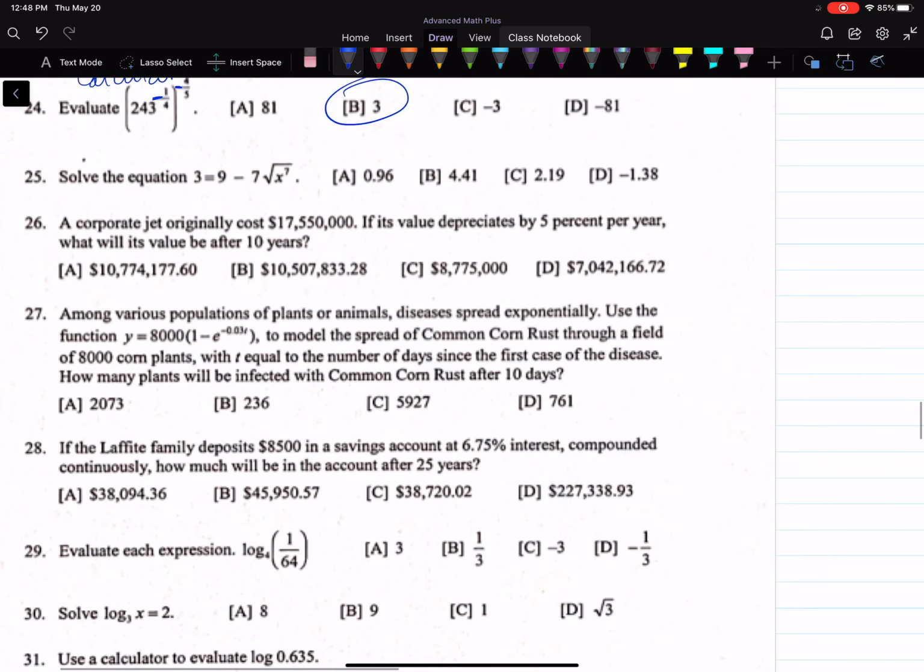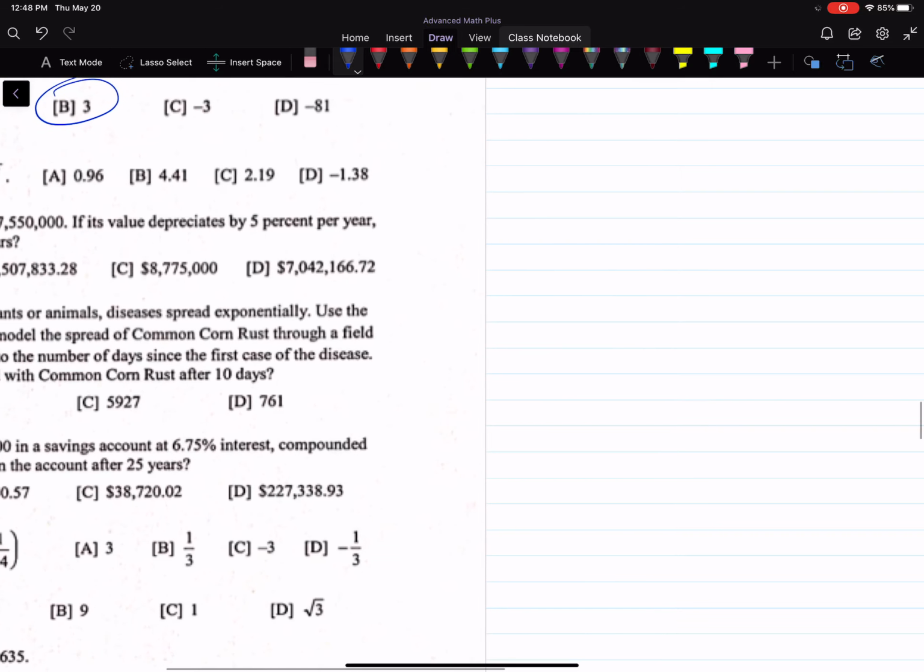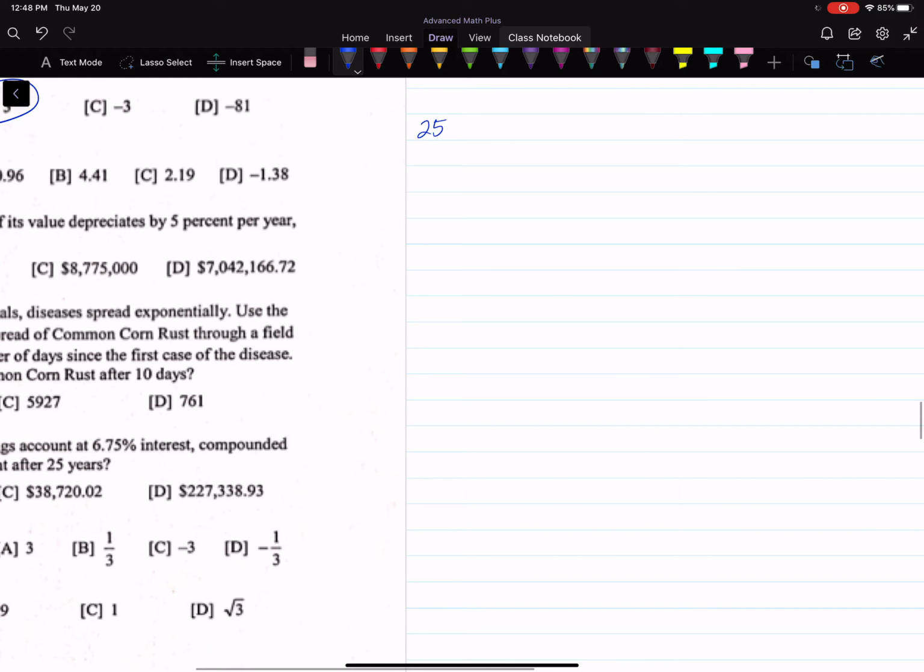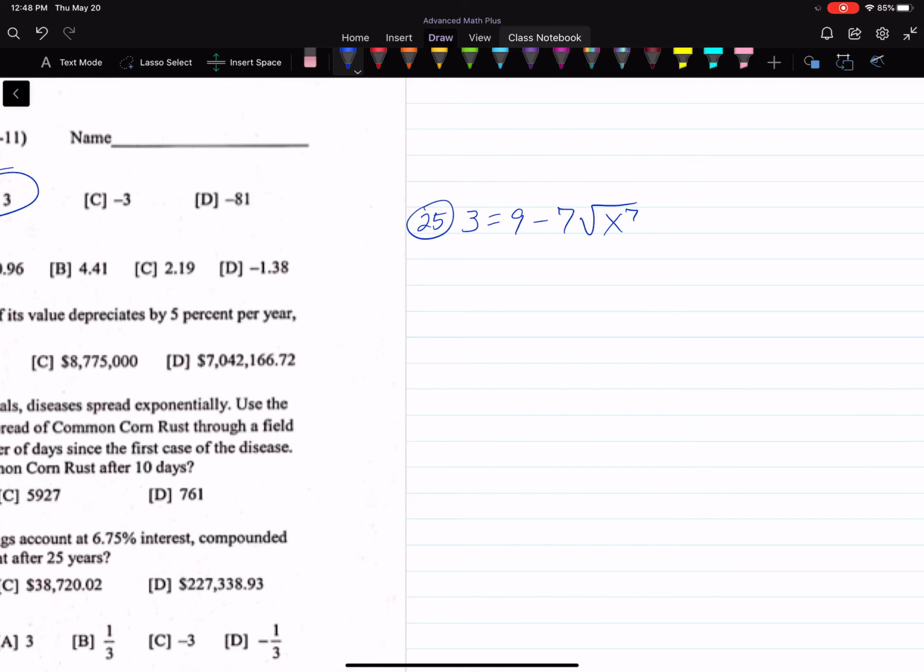25, we're solving this, so let me come over here and do 25. It's got a few steps. It's not too bad though. We have 3 equals 9 minus 7 square root of x to the 7th. So we're going to move the 9 first. That'll be negative 6 equals negative 7 square root of x to the 7th. Divide by negative 7. That'll be positive 6/7 equals the square root of x to the 7th.